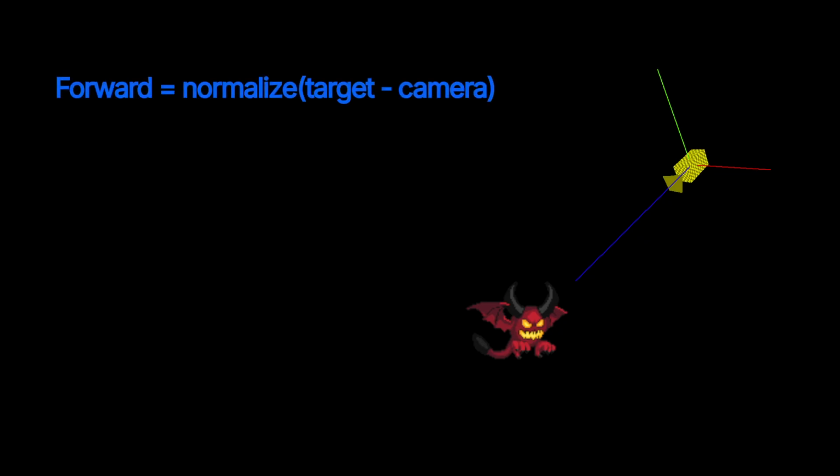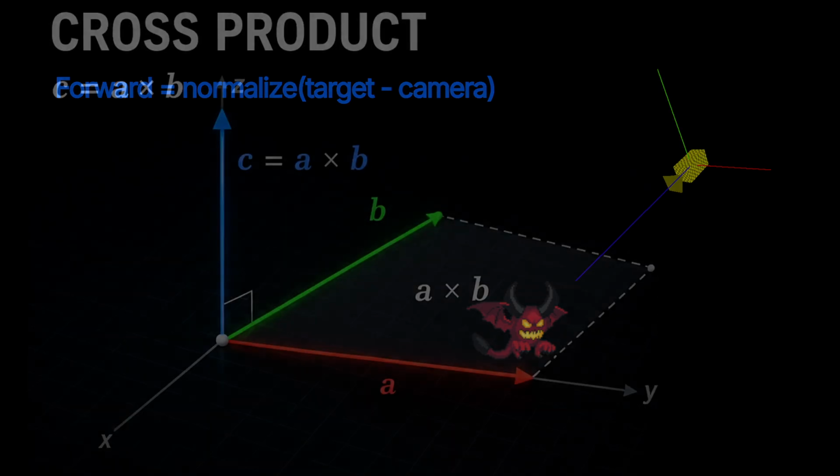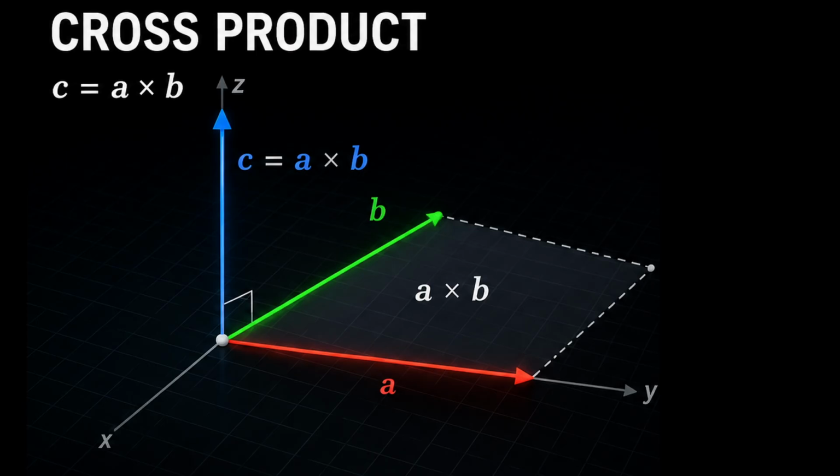To build the camera matrix, we first need to calculate the three camera basis vectors: right, up and forward. The forward vector is the easiest one to compute. It is just equal to our LookAt direction. We know the camera position and the target position, so the forward vector is just derived from them. Next, we need two additional vectors that are perpendicular to the forward vector. A convenient way to construct a perpendicular vector is by using the cross product. The cross product takes two vectors and produces a third vector that is perpendicular to both of them.